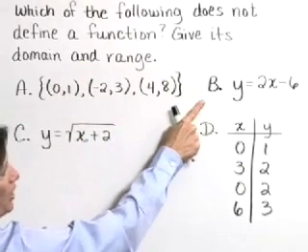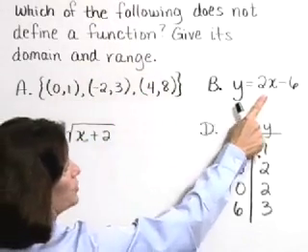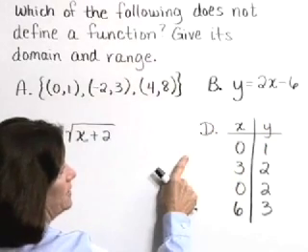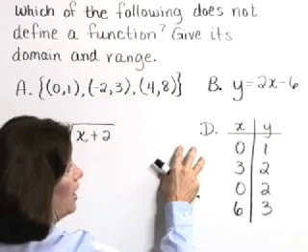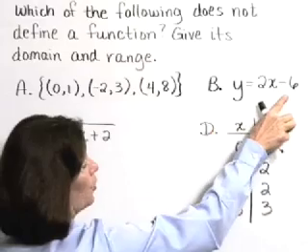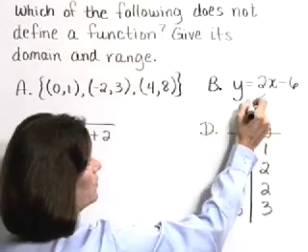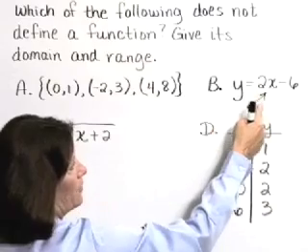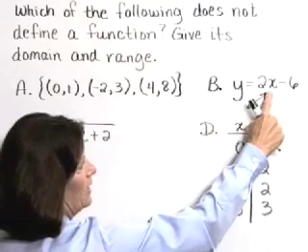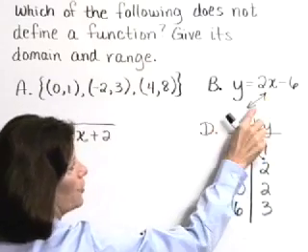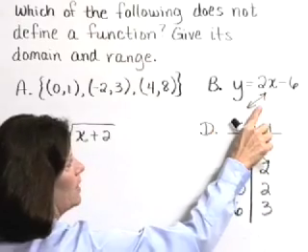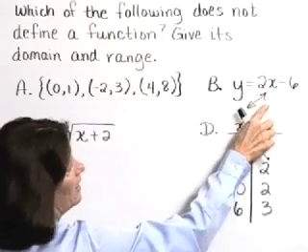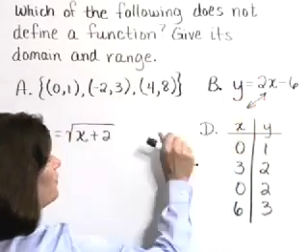Let's go to B. Here we have a line, y is equal to 2x minus 6. This is a non-vertical line. It's got a slope of 2, a y-intercept of -6. This line would pass the vertical line test. Each distinct x value corresponds to exactly one y value. Therefore, y equal to 2x minus 6 is a function as well.